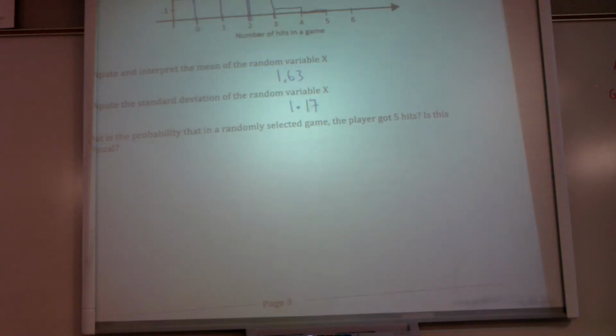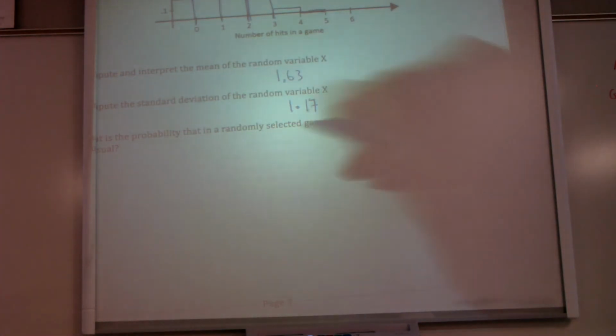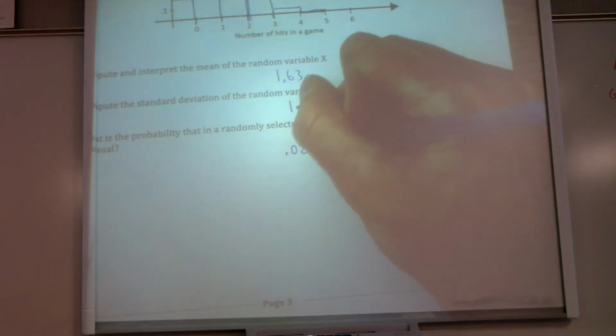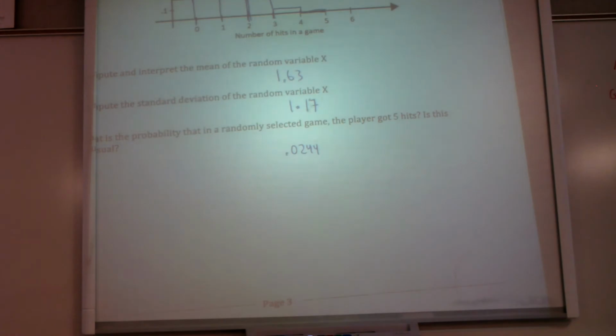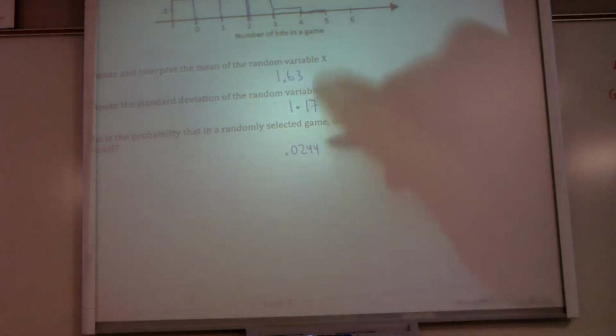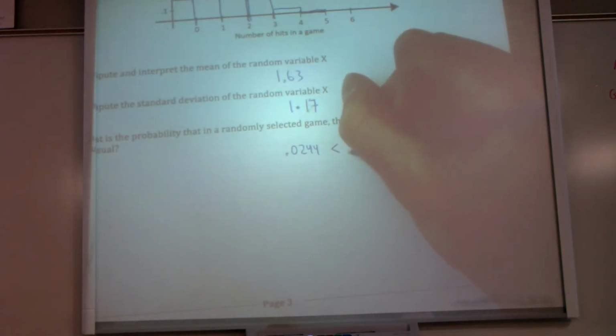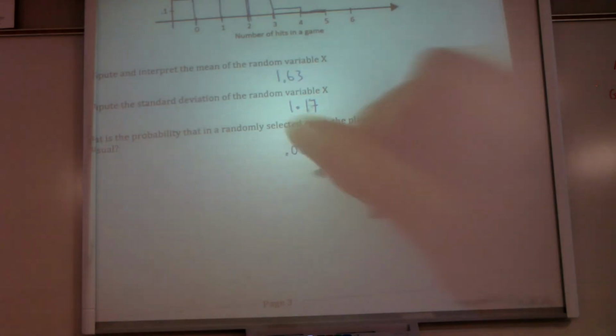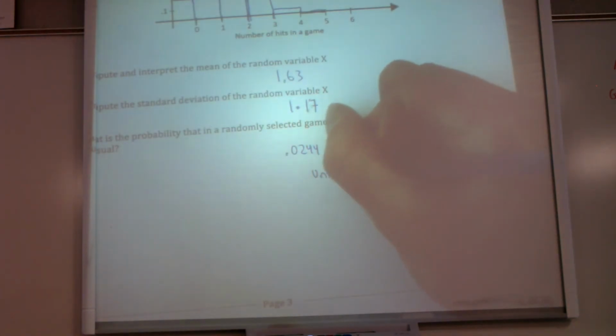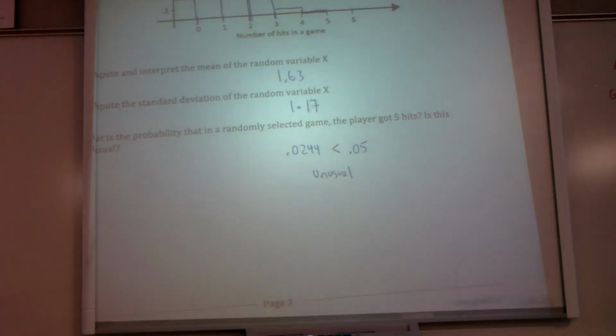Okay, so then lastly, it says, what is the probability that a randomly selected game, a player got 5 hits? Well, if we look at how often did that happen, it was already given to us, it's 0.0244. Is that unusual? Well, what's our cutoff for unusual? What makes us think, that's not very likely? And it's 5%. Is that less than 5%? Yes, so we would say that it would be very unusual for someone to get 5 hits in a game.